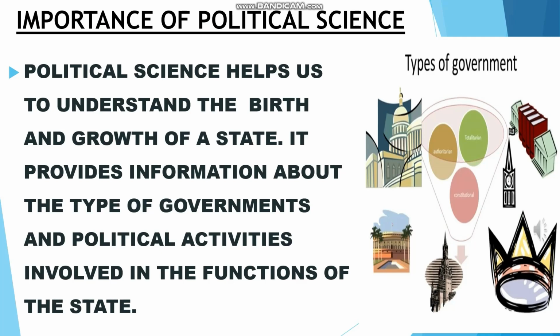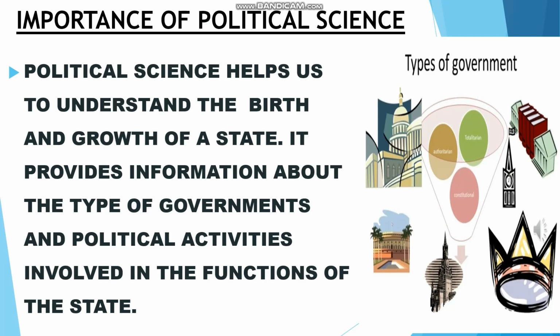So, political science gives us information. It helps us understand how the state was established and how it was developed, the growth of the state. And it provides information about types of government.